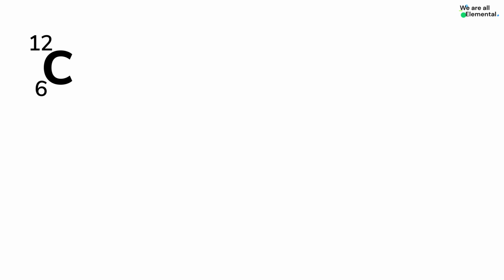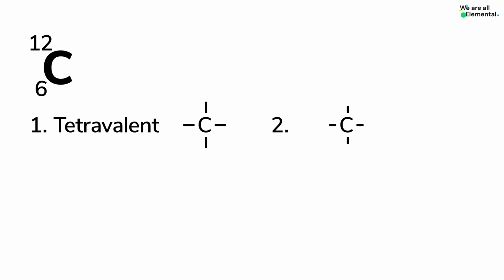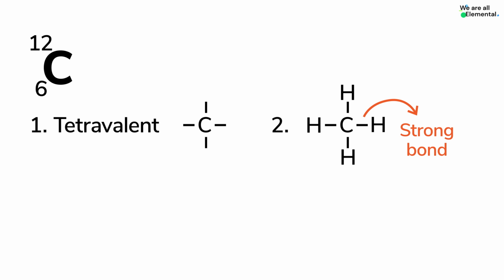Carbon is able to form such a diverse range of compounds because carbon is tetravalent, that is, it forms 4 covalent bonds. Carbon can also form strong bonds with other atoms, such as with hydrogen, and the C-H bond is quite strong and it can form long chains of carbon and hydrogen molecules.